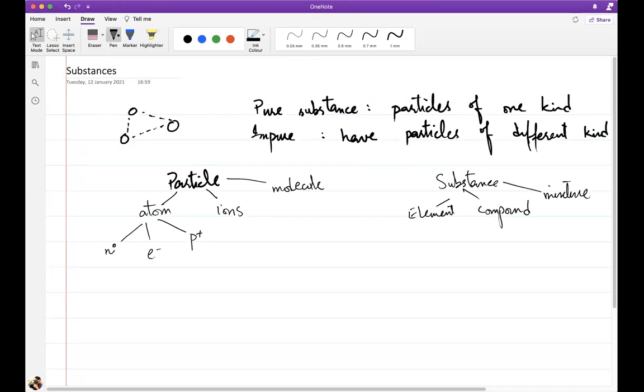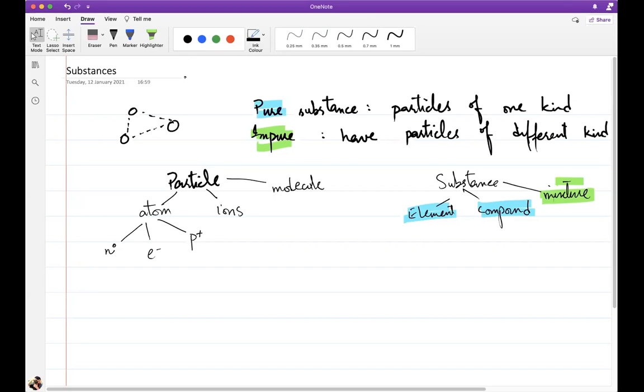So two of these are pure. I'm going to highlight those. So these in blue, element and compound, they are pure. And impure is this thing in green, that is a mixture. So a mixture is impure kind, which obviously we know is particles of different kind.